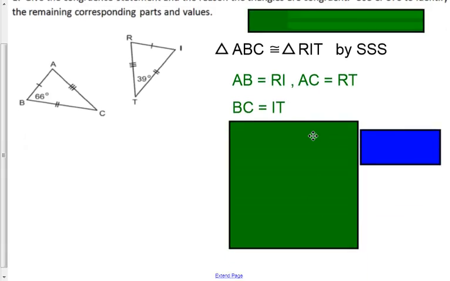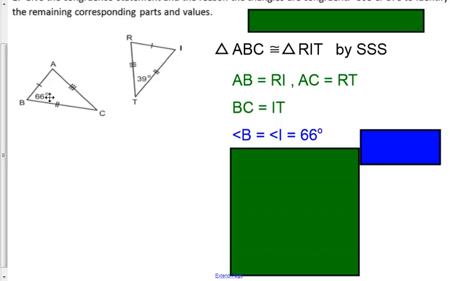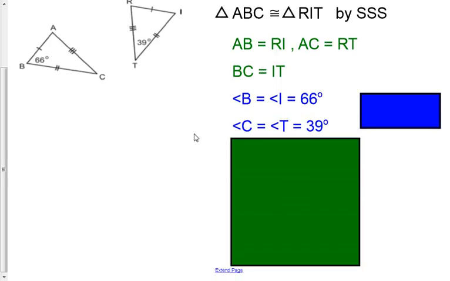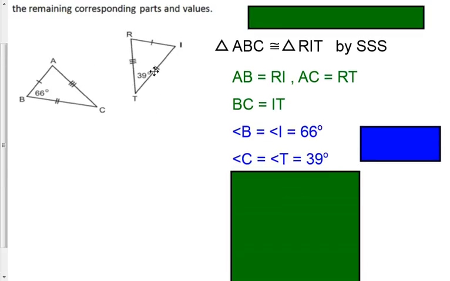Moving down, let's look at some of our angles. Angle B is in the same spot as angle I. So even though they don't tell us over here how big angle I is, we know that it has to be 66 degrees because it's the same as B. So angle B equals angle I, and they both equal 66 degrees. Same thing, angle C is in the same spot as angle T. And we know that T is 39 degrees, so C also has to be 39 degrees. So angle C equals angle T, and they both equal 39 degrees.